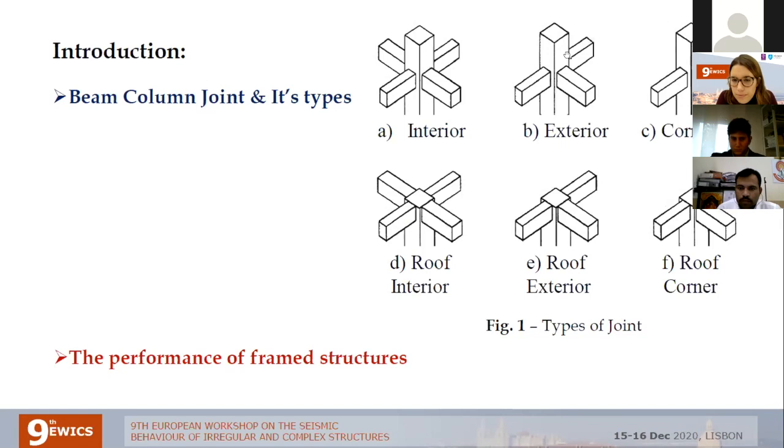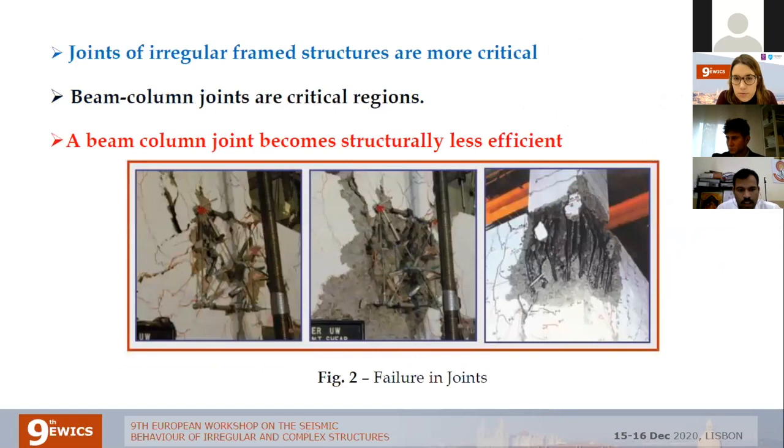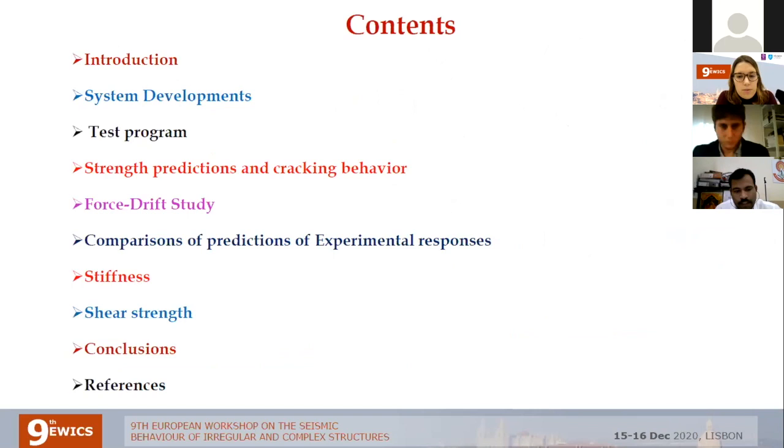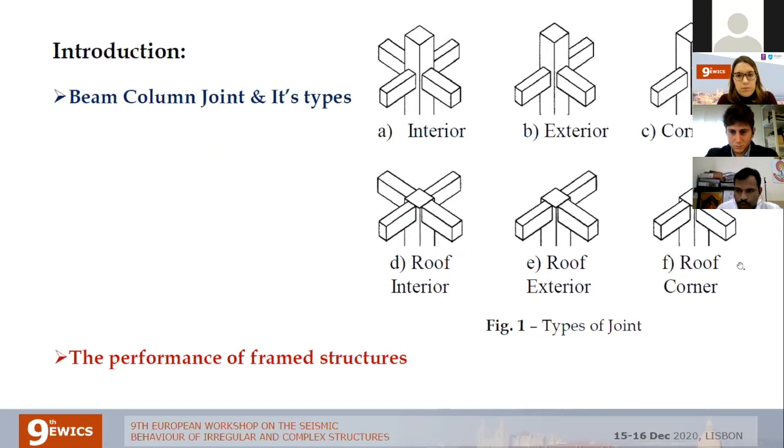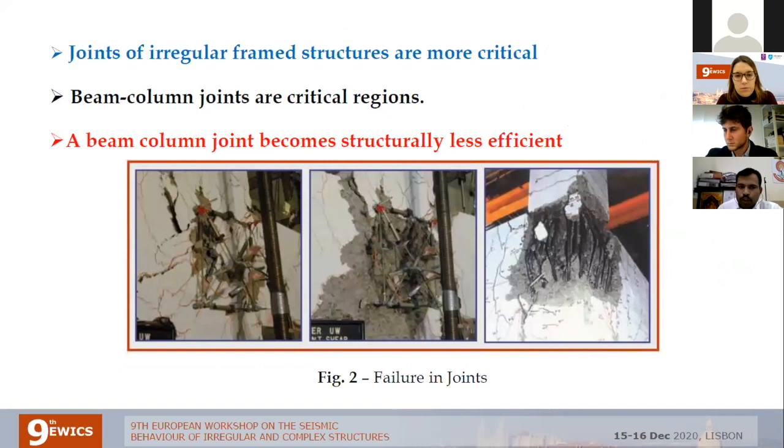Many experimental investigations make clear that the performance of frame structures depends not only upon the individual structural elements, but also upon the integrity of the joints. In most cases, joints of irregular frame structures are more critical and subjected to the most critical loading under seismic conditions.